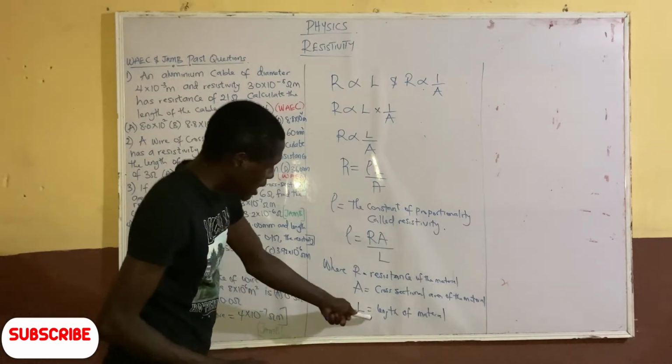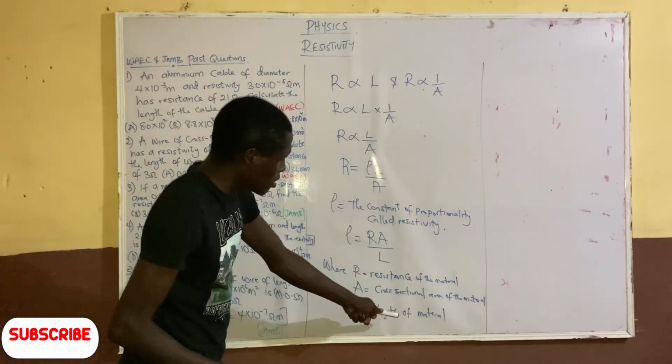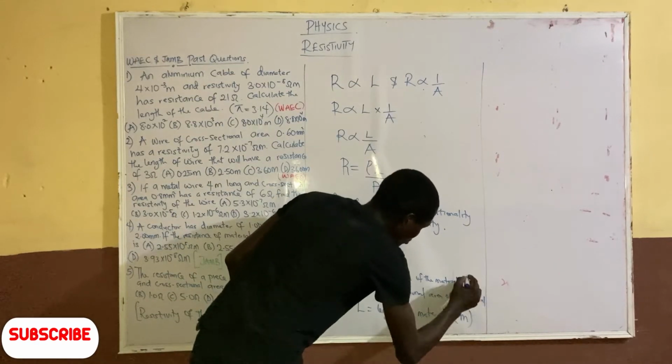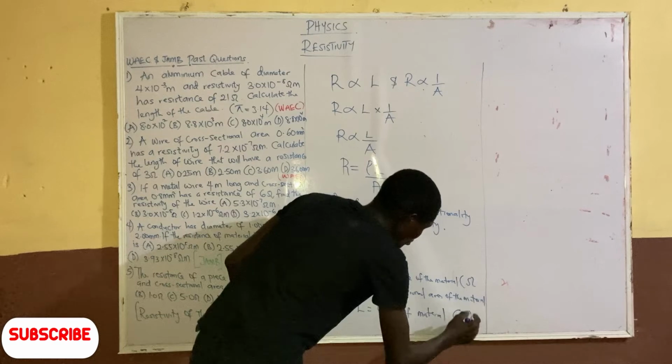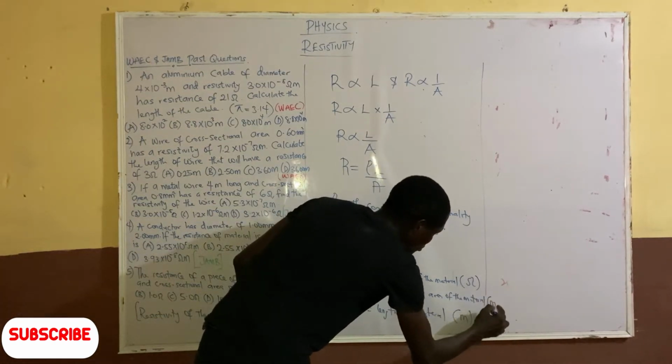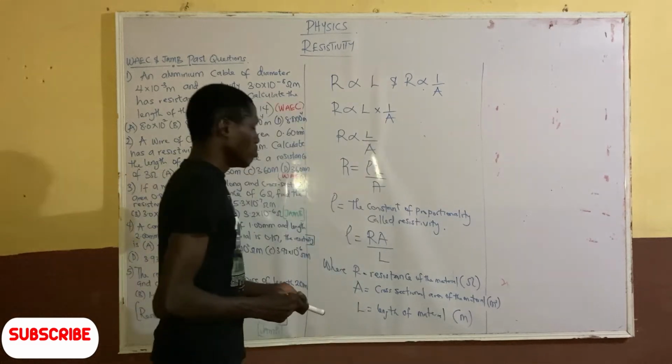Now L, the length of the material, is measured in meters. The resistance is measured in ohms, and the area is measured in meter squared, the SI unit.